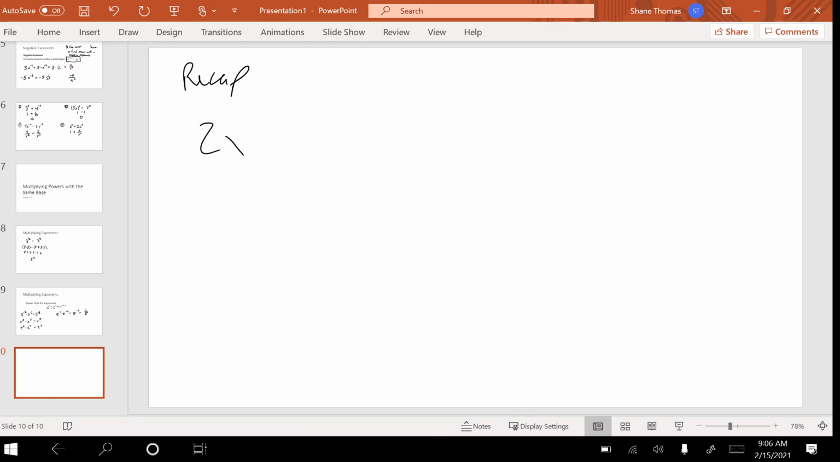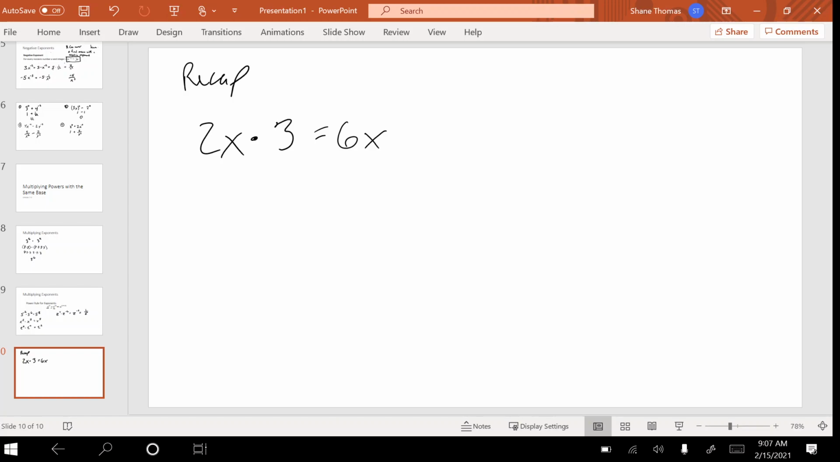If I had this, 2x times 3, what would that answer be? 6x. Because I take 2 times 3. Those are my coefficients. Multiply the whole numbers. All right? Multiplication, you do not need like terms. So here I have 2 times 3. I multiply the whole numbers, and this x just tags along. Agreed?